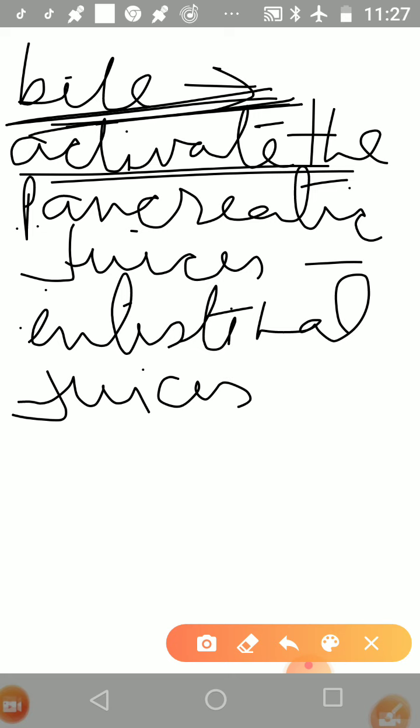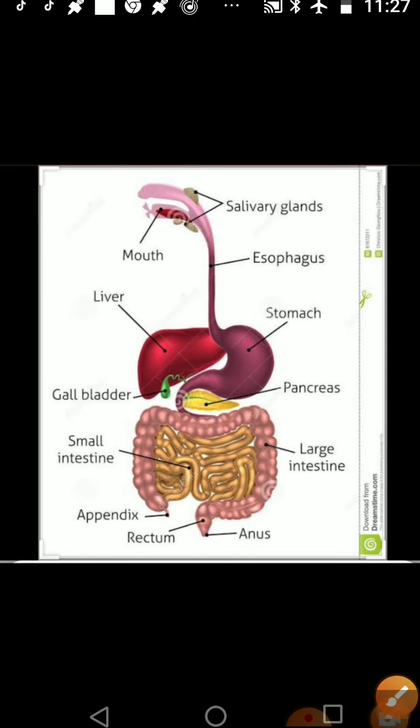In the same way, if there is no bile, the pancreatic juices will not be able to digest or break down the food components further. So they need an alkaline base, so that they activate and help in the digestion of the food components further. So that is the function of bile juices. Let's move to the next part.